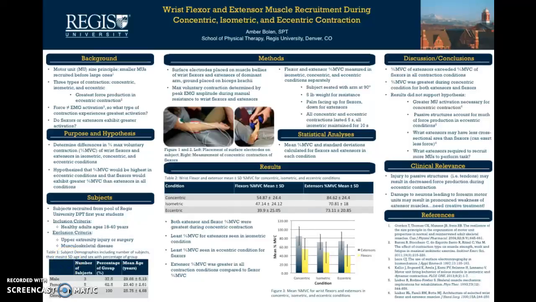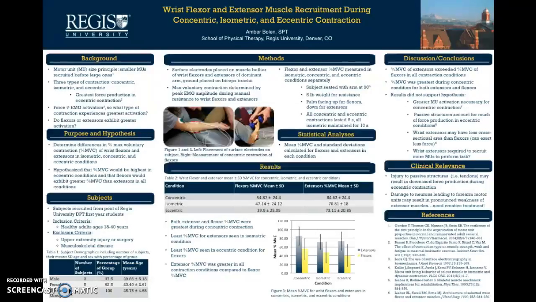My name is Amber Bullen, and my presentation is about wrist flexor and extensor muscle recruitment during different types of contraction. Motor units are groupings of muscle fibers controlled by a single motor neuron. The size principle states that smaller motor units are recruited before larger ones. More motor units are recruited when demand on the muscle increases.